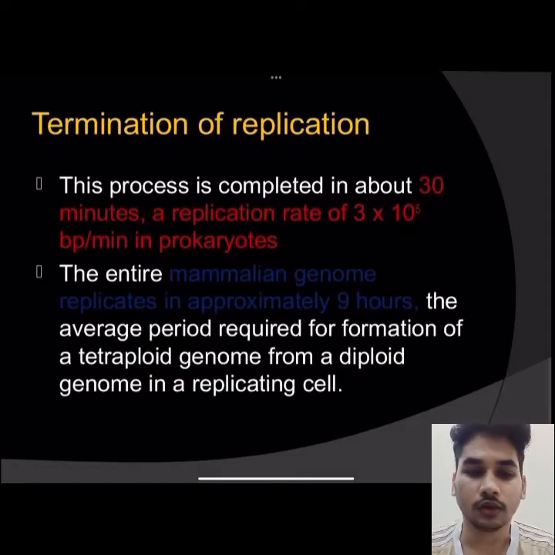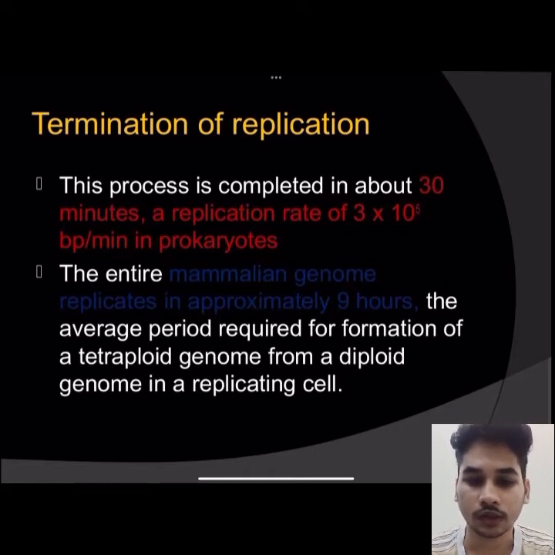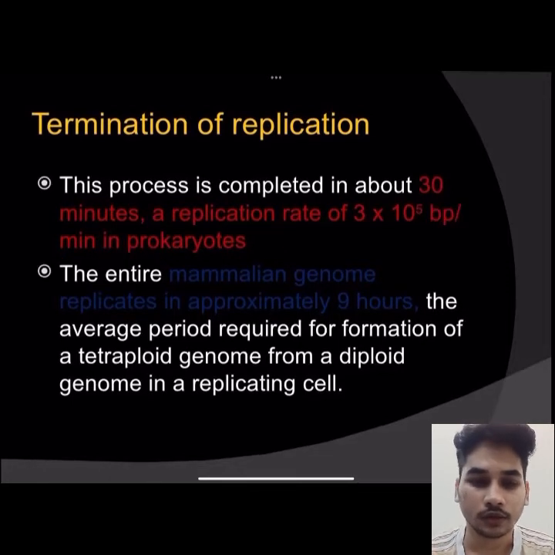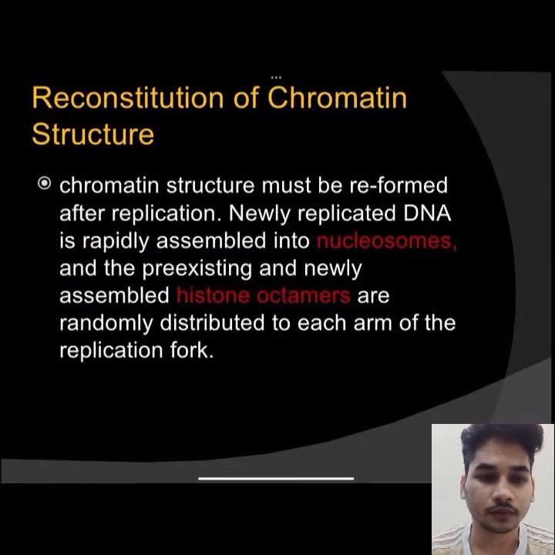Termination of replication. This process is completed in about 30 minutes, with a replication rate of 3 times 10 to the power 5 base pairs per minute in prokaryotes. The entire mammalian genome replicates in approximately 9 hours. This is the average period required for the formation of a tetraploid genome from a diploid genome in a replicating cell. This process is completed in about 30 minutes, as we have discussed.